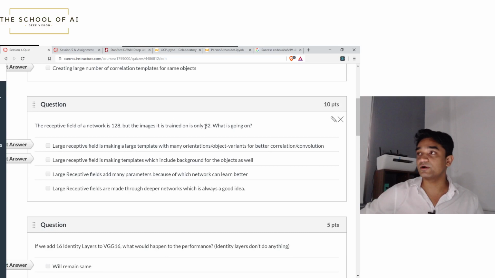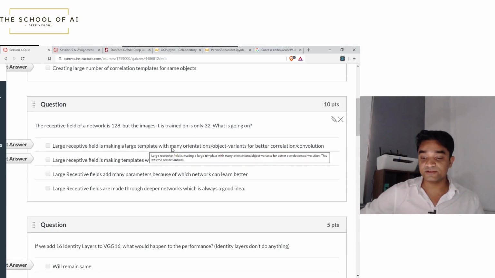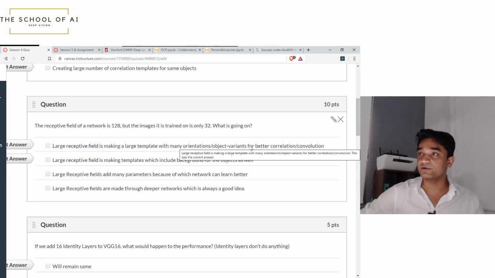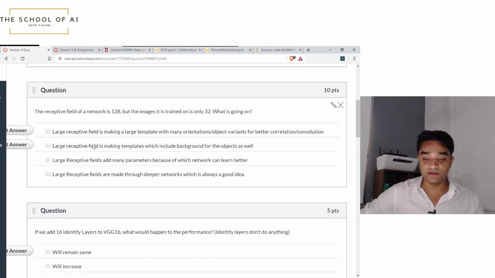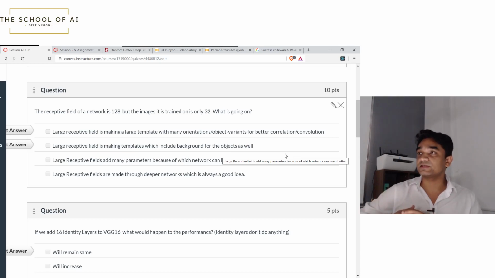Okay, now the receptive field of a network is 128, but the image is trained only on 32. What is going on? A large receptive field is making large templates with many orientation and object variations for better correlation and convolution. A large receptive field is making templates which include the background for the object as well. When you make your receptive field bigger, it will actually start learning about the backgrounds as well. That should be obvious. If our receptive field is very small, then we can only focus on the object part. If we have a much bigger receptive field, then we can start linking with the backgrounds as well.